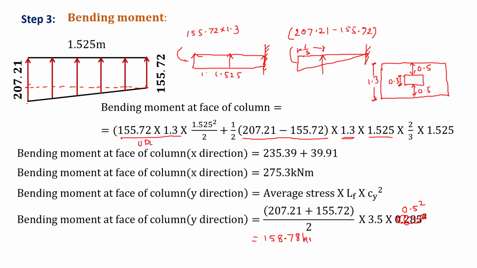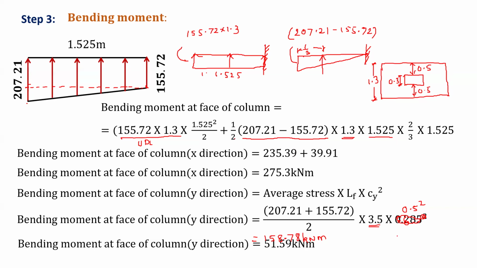78 kilonewton meter. Now we have multiplied this by width, and then this becomes UDL on this side. From this we will get 158.78 kilonewton meter. So this is in y direction, above we have in x direction.